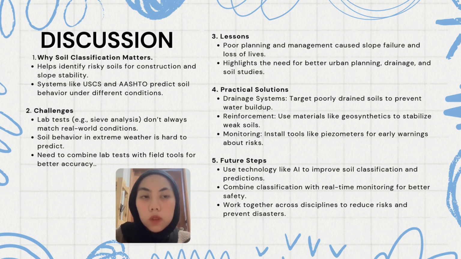Why soil classification matters? Soil classification is important because it helps us identify risky soils for construction and slope stability. For example, in the Hulu Langat landslide, weathered granite soil became unstable after heavy rain, leading to a disaster. Systems like USCS and AASHTO help us predict soil behavior and plan better.